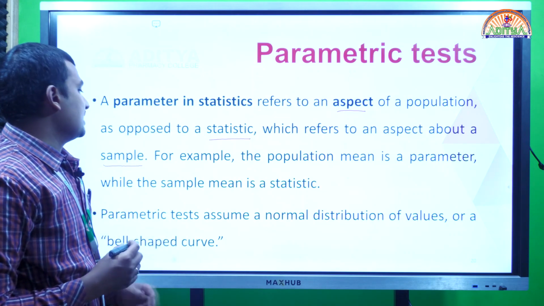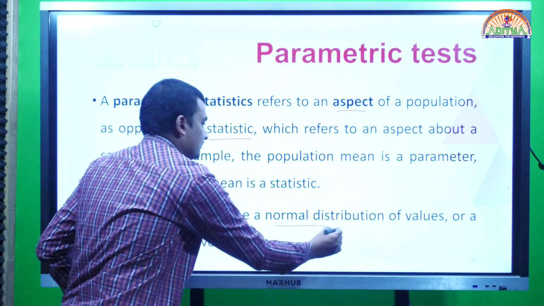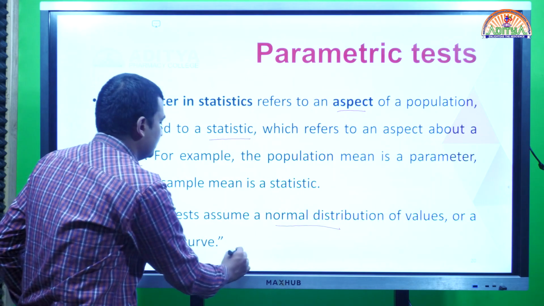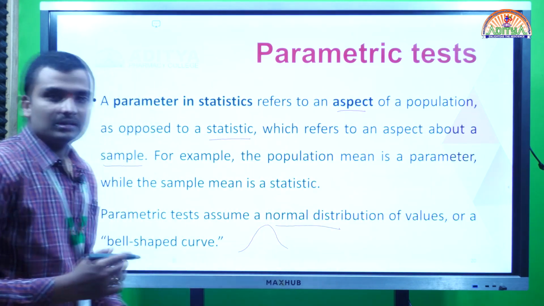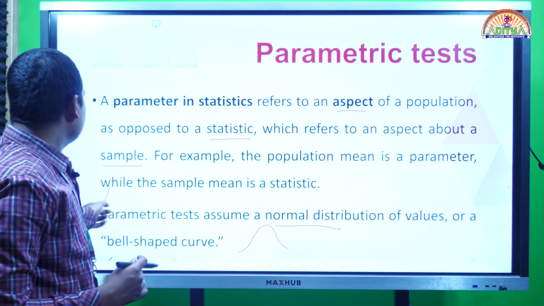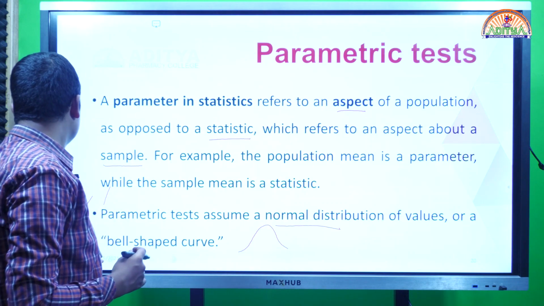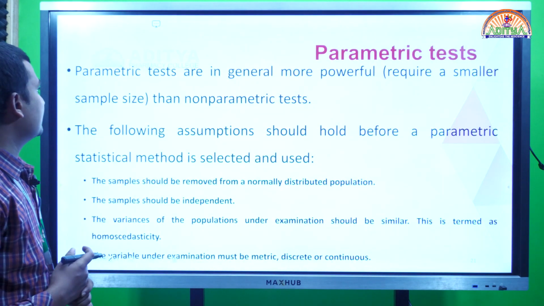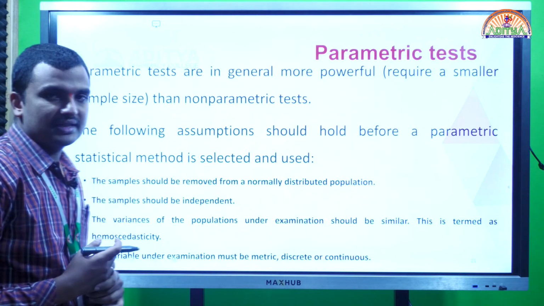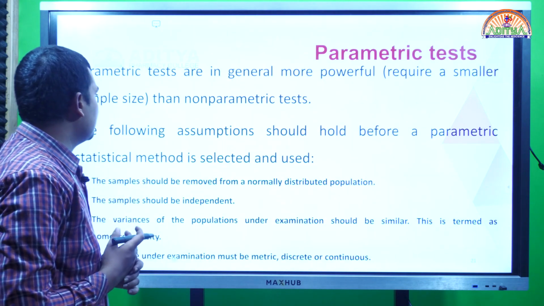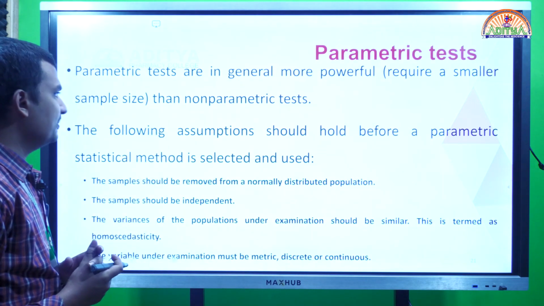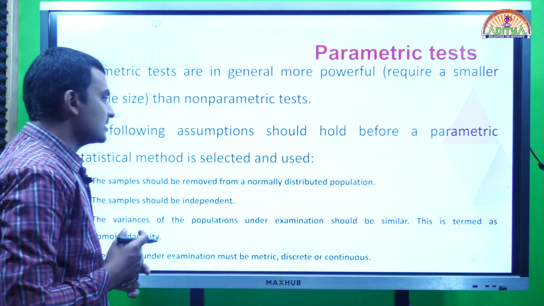Okay, parametric tests assume the normal distribution. If there is a normal distribution, a bell-shaped curve, then we perform the parametric test to test the hypothesis. Parametric tests are in general more powerful and require a smaller sample size than their counterpart non-parametric tests. The following assumptions should be held before a parametric statistical method is selected.